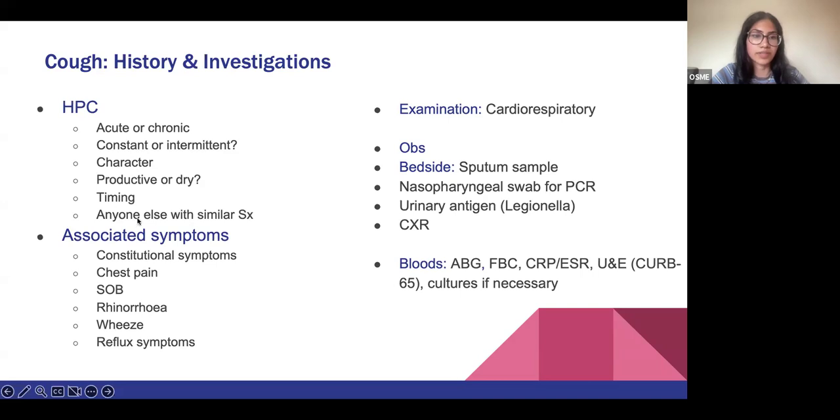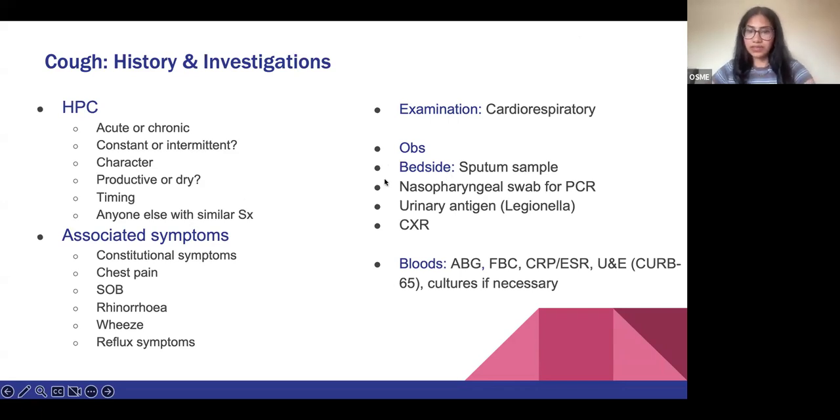You can also ask if there's anyone else with similar symptoms. This is true for anything that you think is infectious, so not just respiratory infections, but also GI. So if someone's presenting with nausea, vomiting, you can ask if anyone else in the household or at school has similar symptoms. For the constitutional symptoms, you can ask specifically about runny nose, sore throat, other upper respiratory tract infection signs. Wheeze associated with a cough is fairly specific for asthma. Reflux symptoms will point you towards GORD.